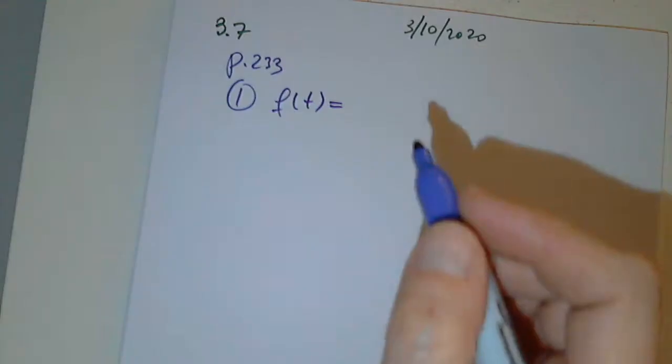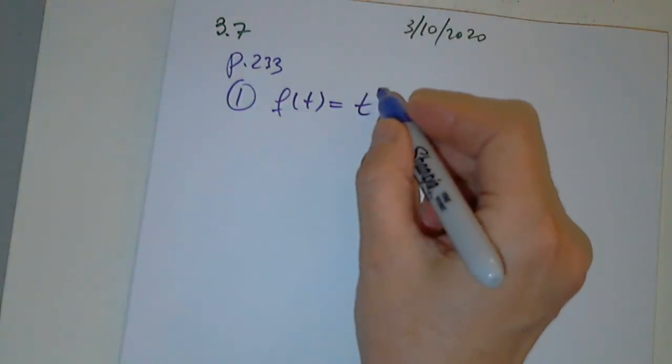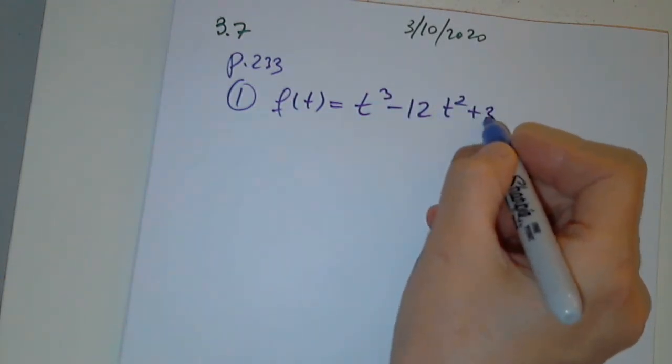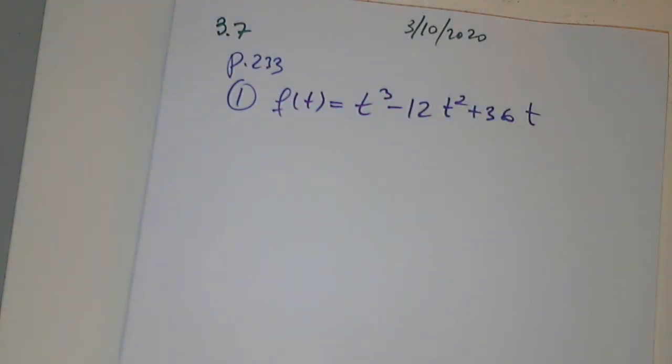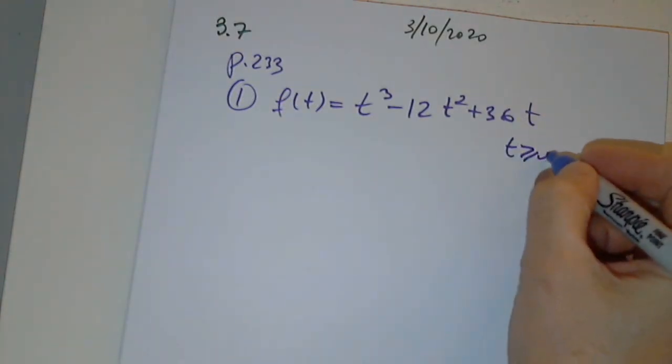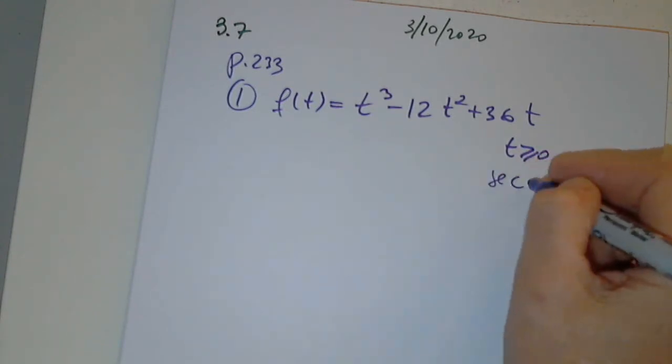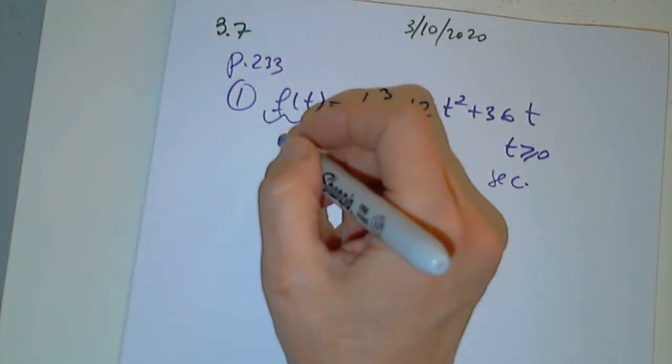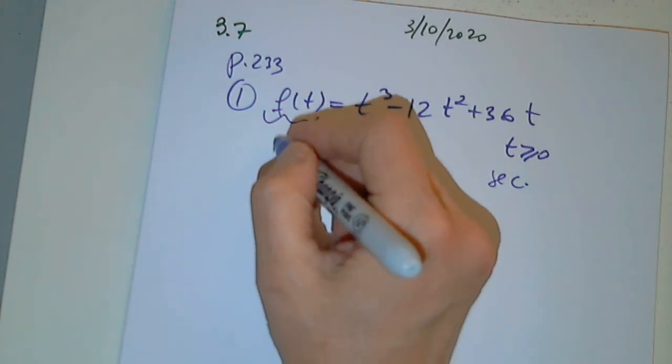It's a long question, and we're going to go step by step. So here's the function, f of t, which is t cubed minus 12t squared plus 36t. A particle moves according to a law of motion, and this is the law of motion, where t is greater than or equal to 0 and is measured in seconds, and f of t is distance and is measured in feet.